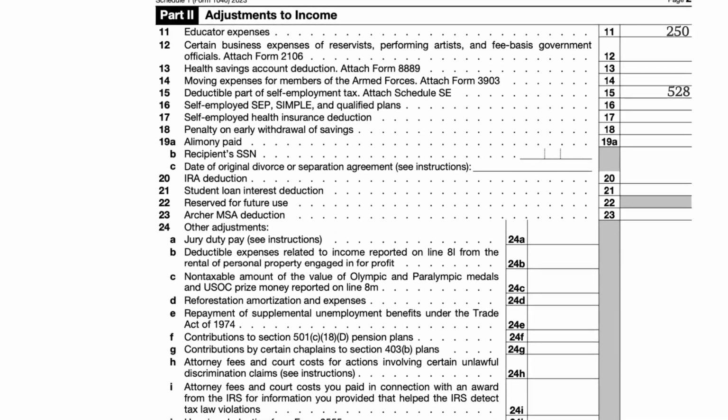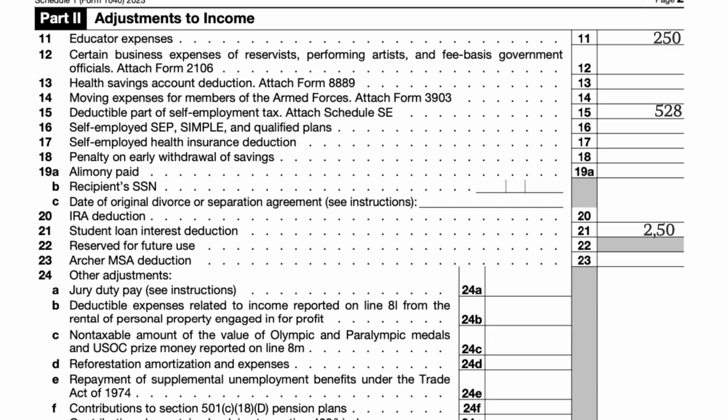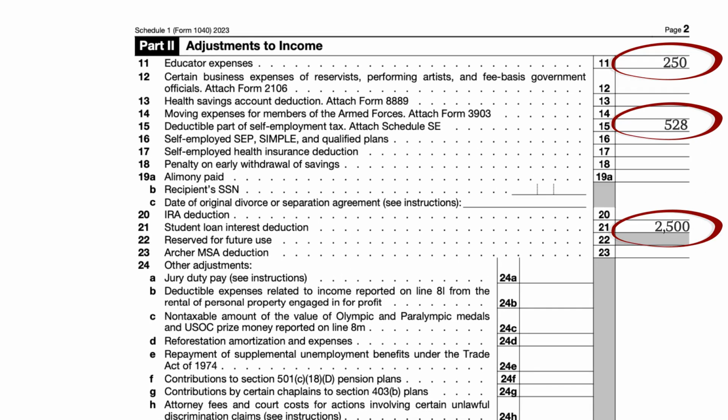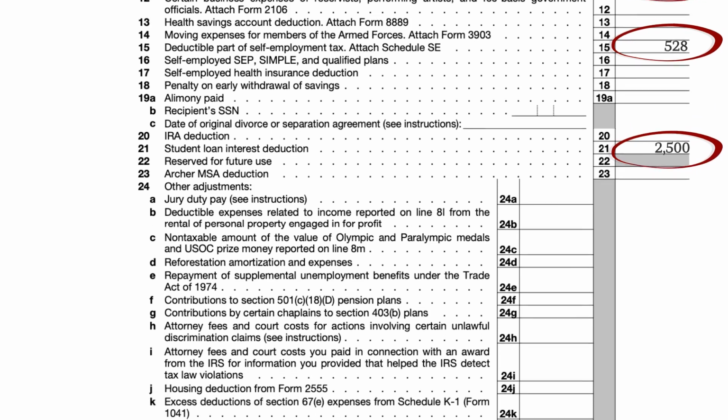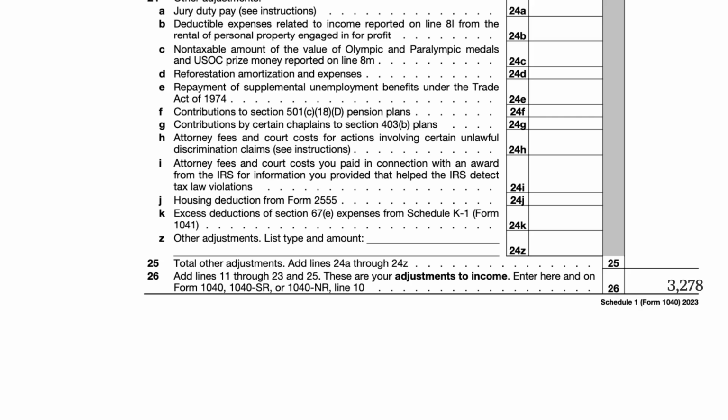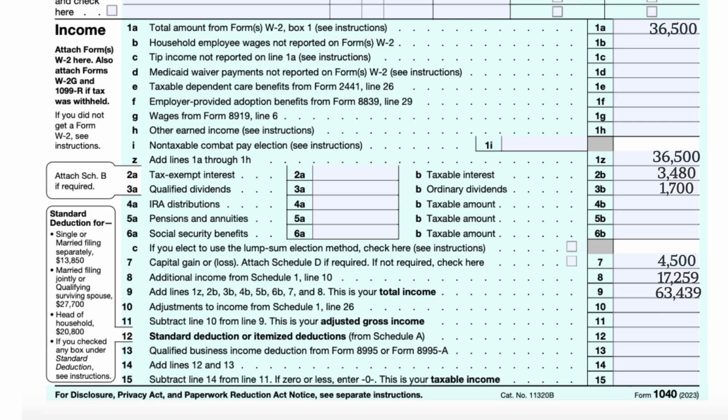Because Emily does not have anything on line 22 and on, once we fill in line 21, we can move on to line 26 where we add up Emily's adjustments to gross income. So we have $250 plus $528 plus $2,500, and that equals $3,278. We're going to go back to Form 1040 and fill out line 10 with the amount of $3,278. On line 11, we're going to subtract line 10 from line 9, and we end up with Emily's adjusted gross income.